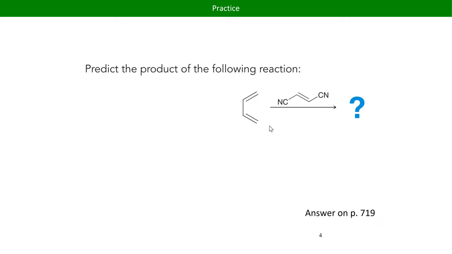All right, what do we get when we do this reaction? Yeah, so it's going to look like all three of those moving at the same time, so we wind up with cyclohexene as the base molecule. This is the simplest Diels-Alder reaction we can have. It gives us a cyclohexene, then we wind up with the two cyano groups attached cis relative to each other.